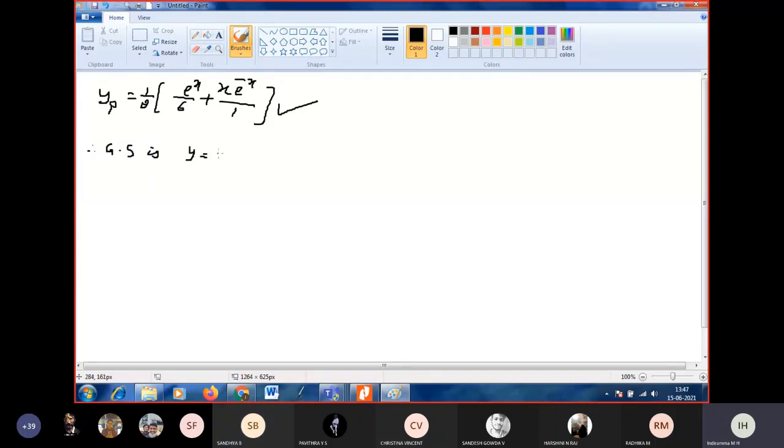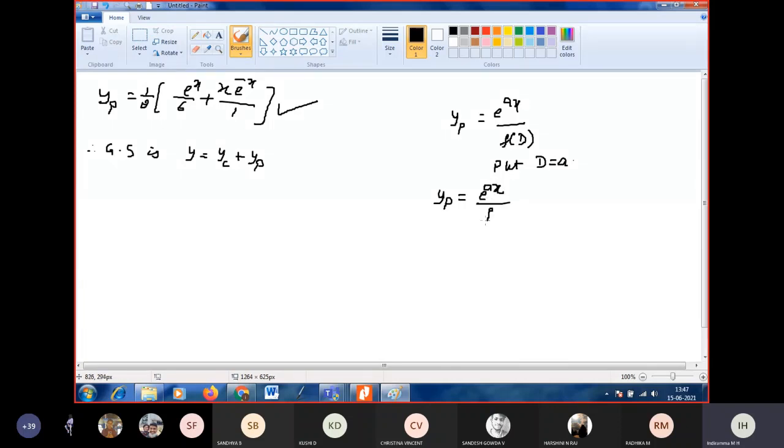Ma'am, can you please explain what to do when the denominator is 0? If suppose your yp is equal to e power ax by f of d, if it is of this kind, we have to replace d by a. I am telling the general procedure here: e power ax by f of a, you are replacing d by a. Suppose the denominator is 0 after replacing d by a, then multiply the numerator by x and consider f dash of d in the denominator.